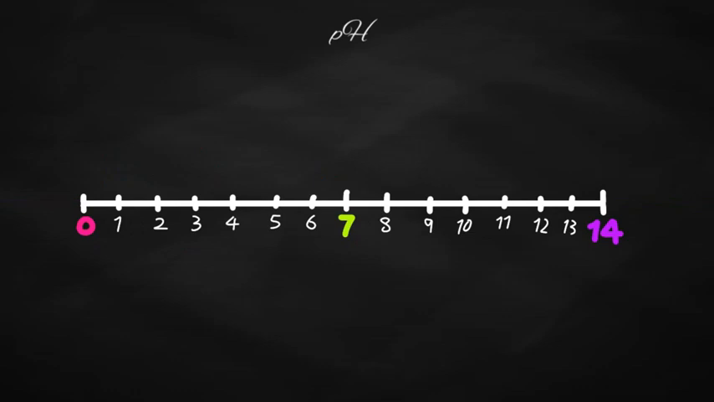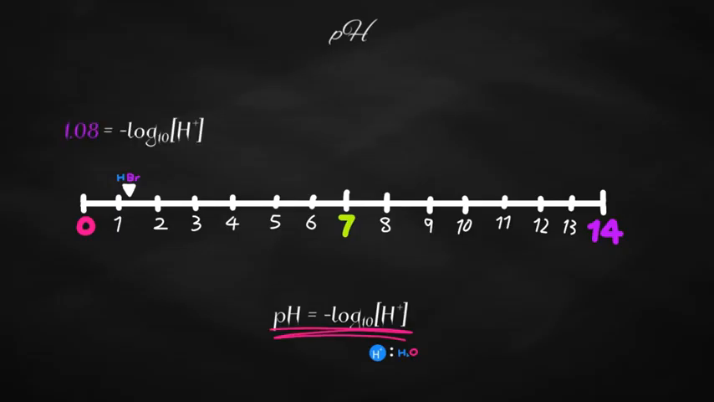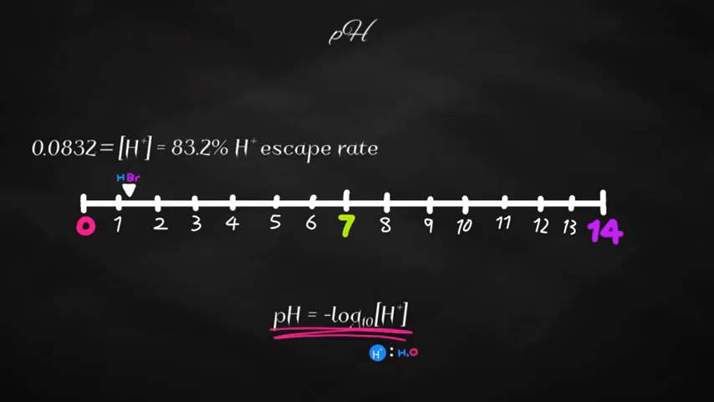First, let us define pH. pH equals negative log 10 concentration of hydrogen ion. For example, pH of hydrobromic acid is 1.08. That means that the concentration of hydrogen ions, actually that's just a proton, equals about 0.08 moles per liter, which means that 83.2% of the hydrogen ions will escape out of the molecules.